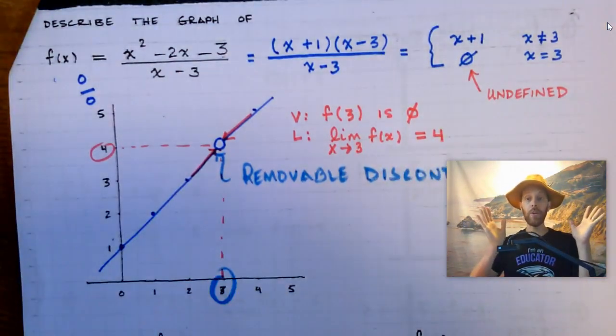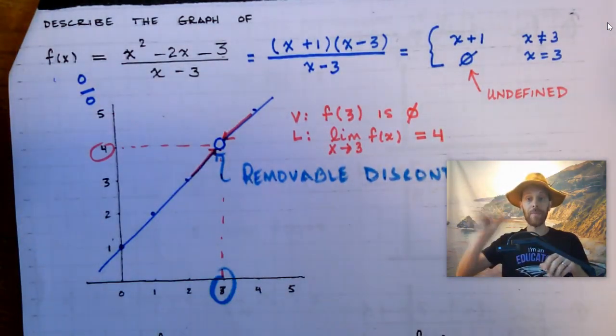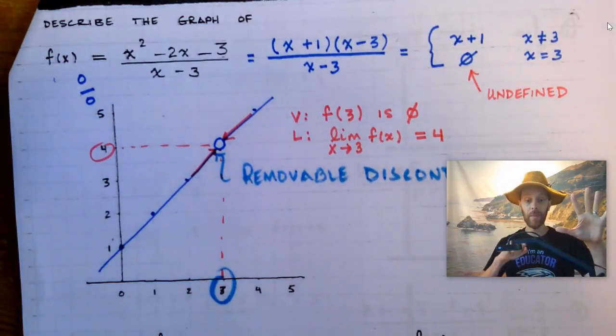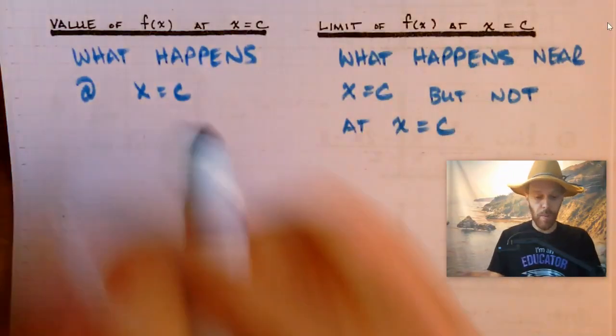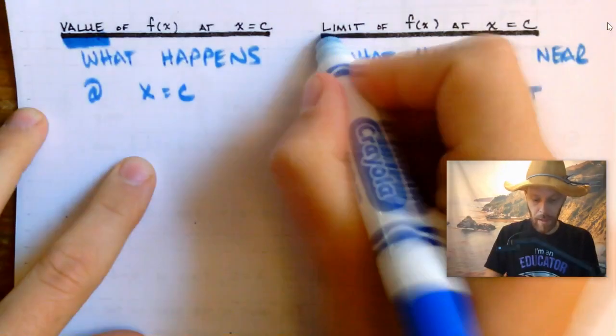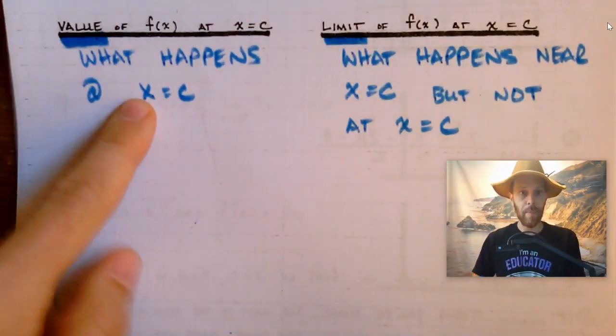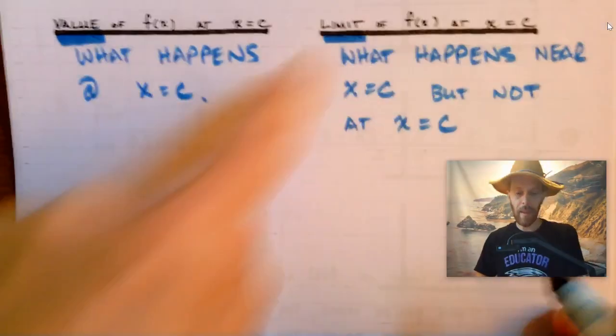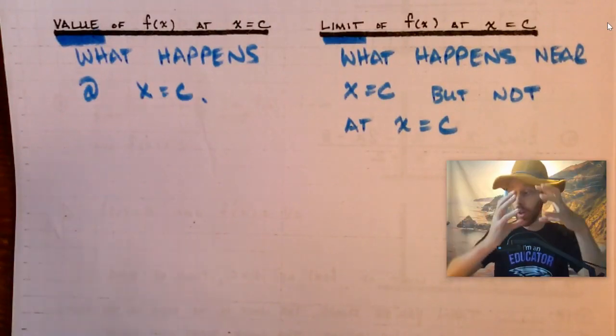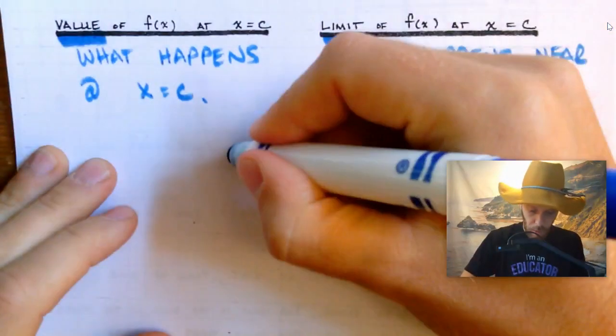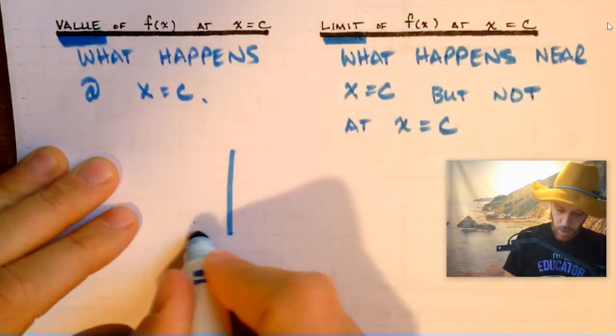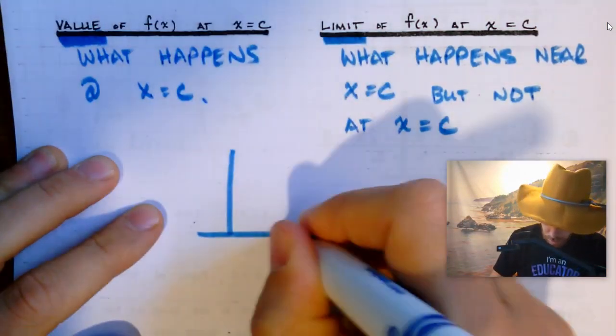It is important for you to know the difference between a value and a limit. So here's what the two words mean, value and limit. Again, value is what is happening at that point, and the limit is what's happening close to that point. So you would write those down. That would be great. Quick example.